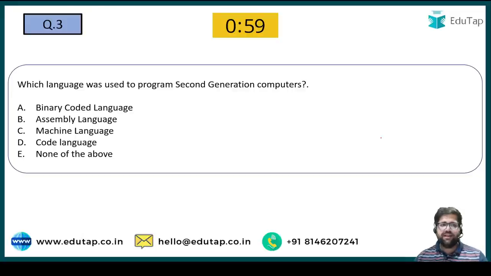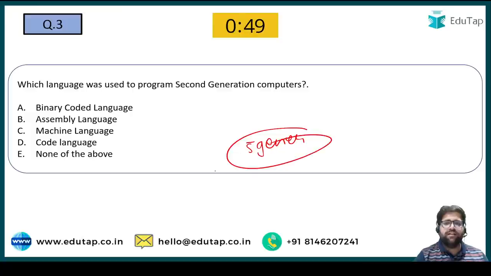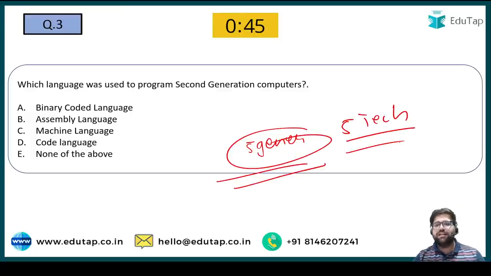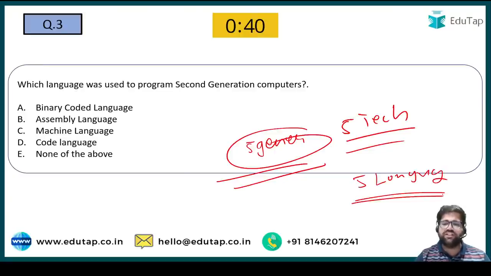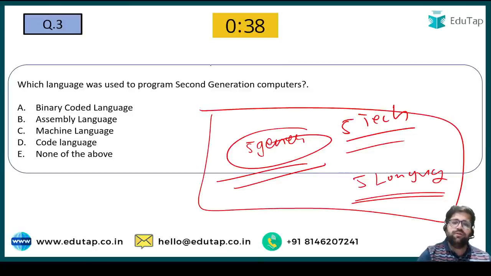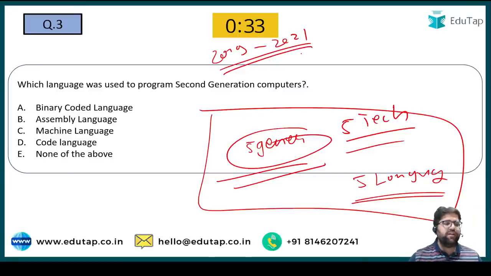Let's move to question number 3. Now again, we are moving to that part which is based on your PYQs only. So remember, there are 5 generations. There are 5 different technologies which are used in these 5 generations. And there are 5 different languages which are also used in these 5 generations. If you see in 2019, even in 2021, the question has come. So there is a very high probability that the question will come in this particular year itself. So this again will act as a low hanging fruit for all of you.